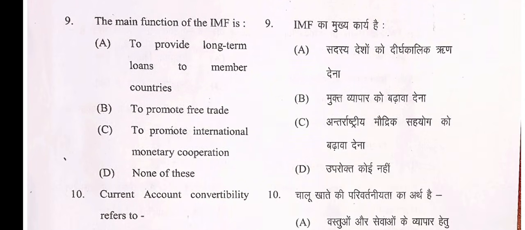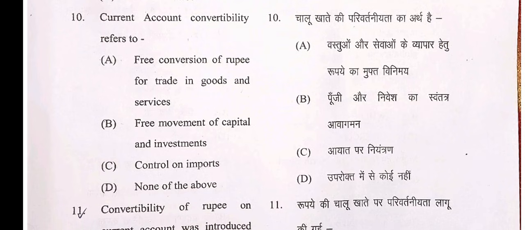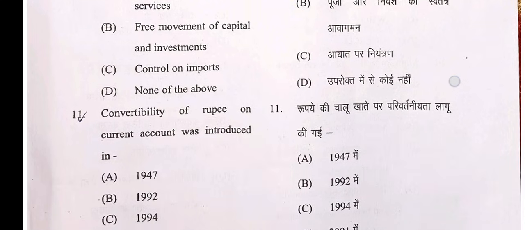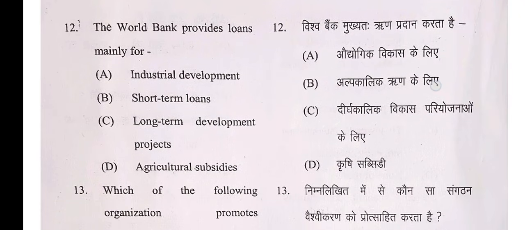The main function of IMF is to promote free trade. Option B. Current account convertibility refers to free conversion of rupee for trade in goods and services. Convertibility of rupee on current account was introduced in 1994. The World Bank provides loans mainly for long-term development projects.